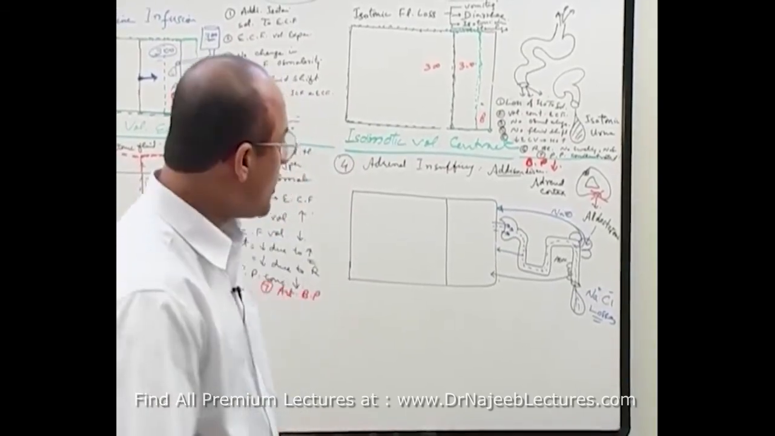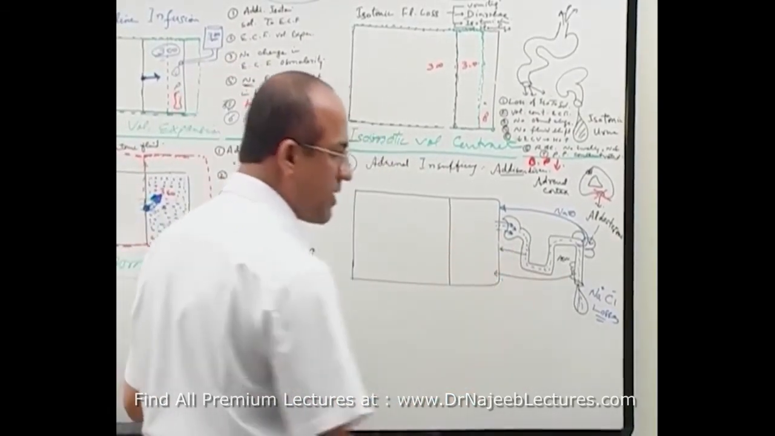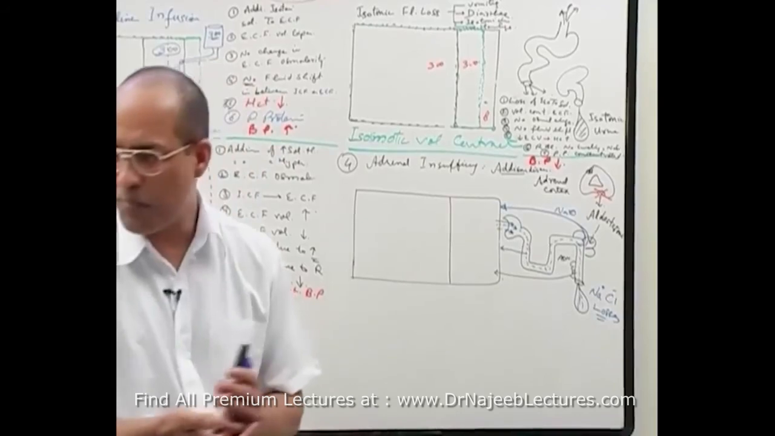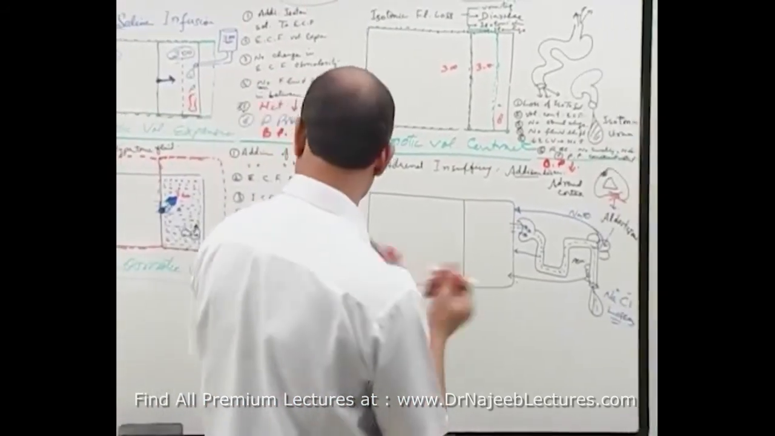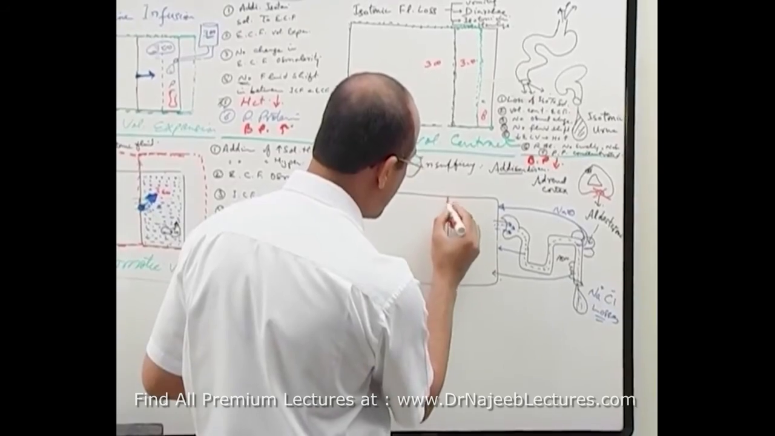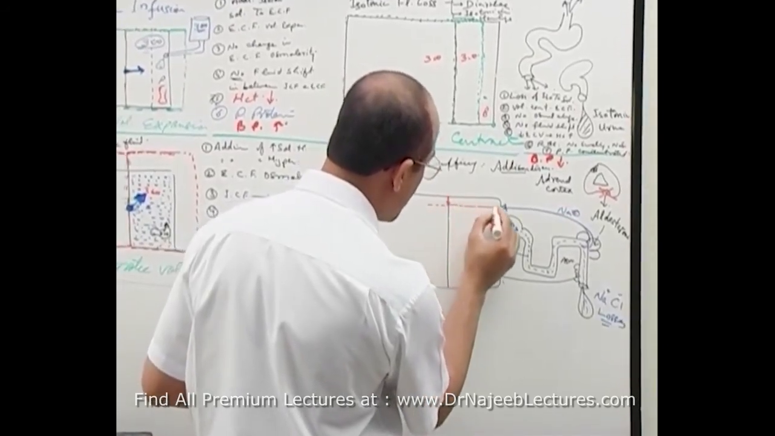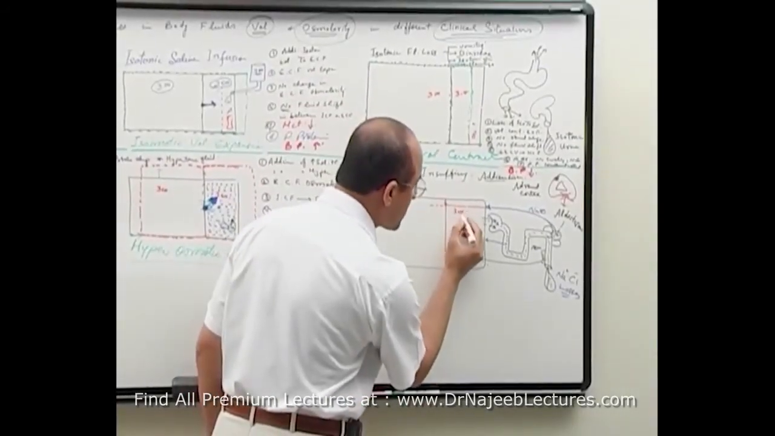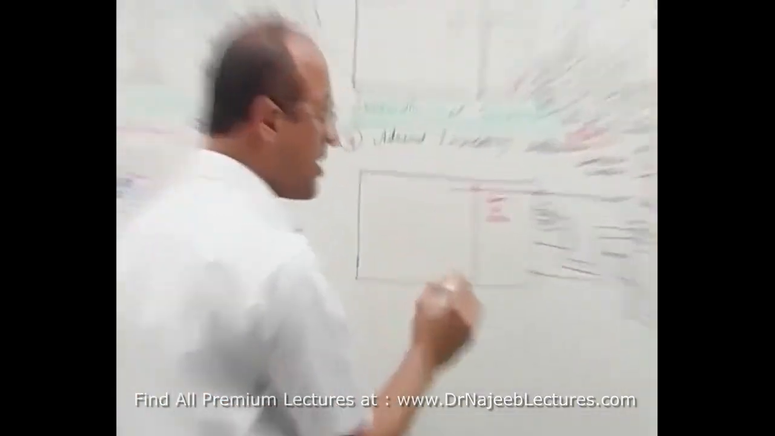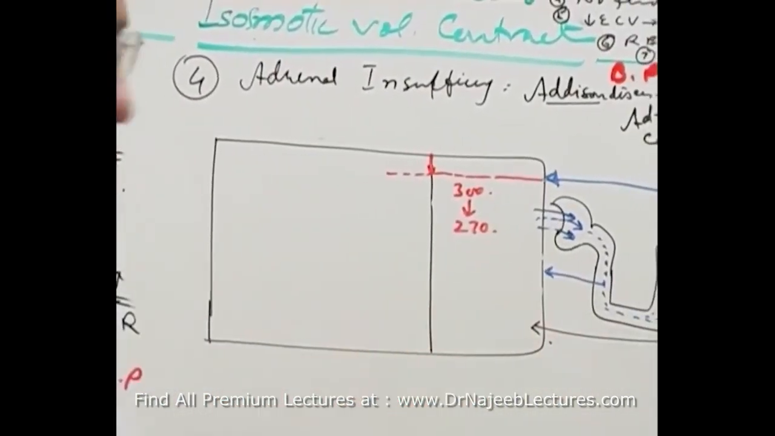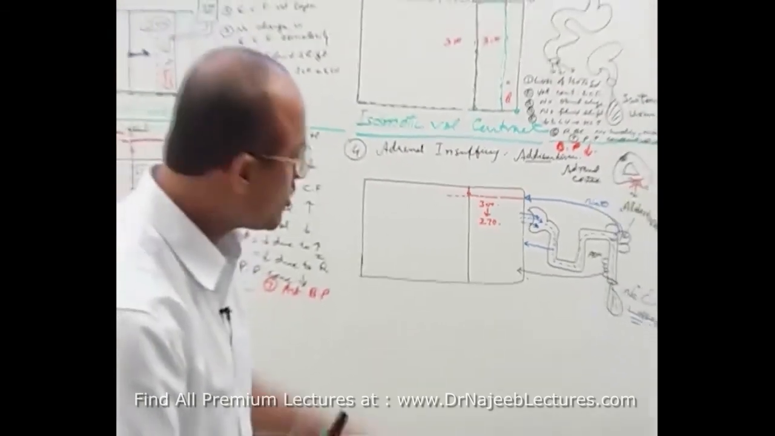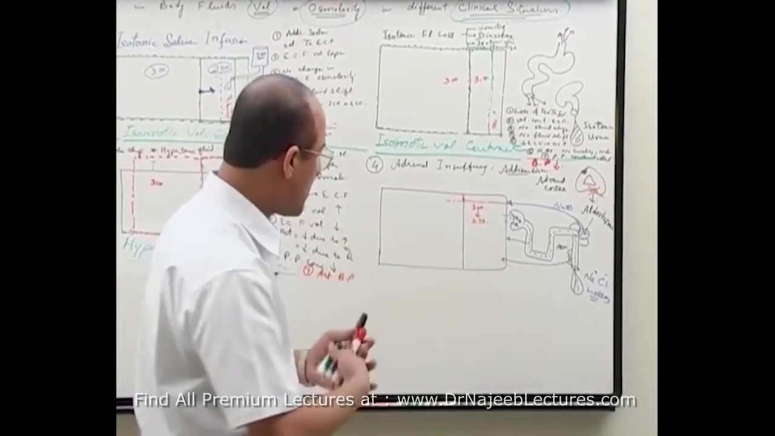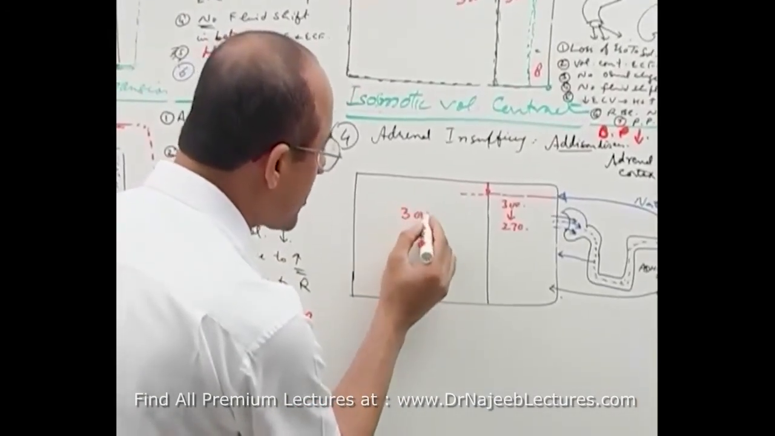When solutes are being lost, my friends, what will happen? It will become hyperosmolar or hypoosmolar? Hypoosmolar, right? So you know it well that osmolarity will become less. So the extracellular fluid will become hypoosmolar. Its osmolarity from 300 will become maybe 270. When the extracellular fluid is losing sodium and chloride, its osmolarity will become less. But intracellular fluid is 300.